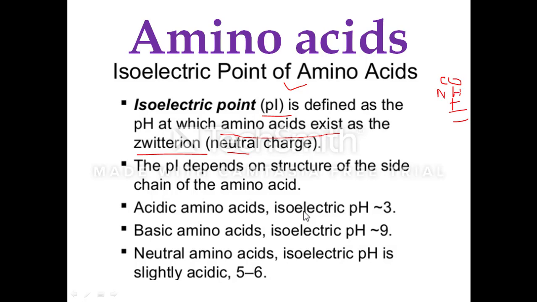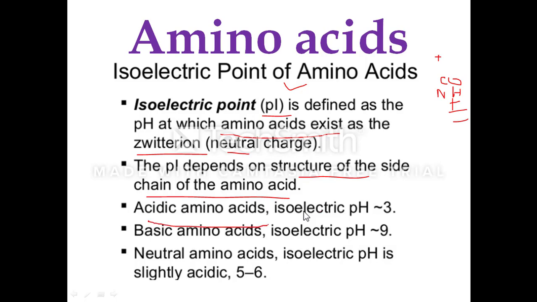So what is pI? pI is called the isoelectric point. It is defined as the pH at which amino acids exist as a zwitterion or neutral molecule and will not move towards the positive electrode or the negative electrode when you apply an electric current, because both the charges get cancelled and it will be neutral. pI also depends on the structure of the side chain of the amino acid. If a dissociable group is there in the R group, then the pI depends on the dissociable group present on the side chain.